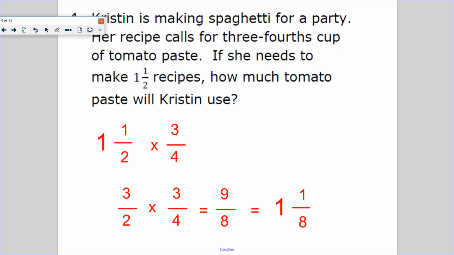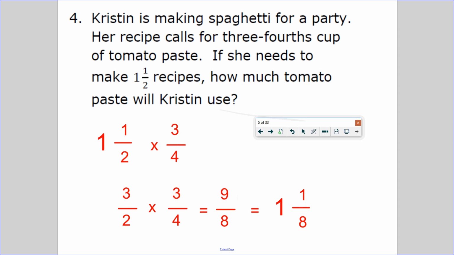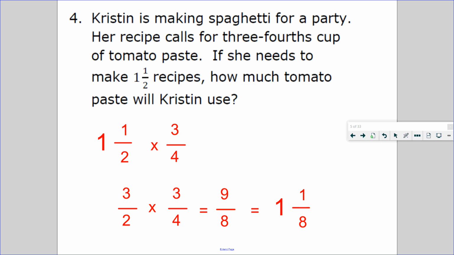Number 4, Kristin is making spaghetti for a party. Her recipe calls for 3/4 cups of tomato paste. If she needs to make 1.5 recipes, how much tomato paste will she use? So she's going to make this recipe one time and a half more. So she's making it 1.5 recipes.